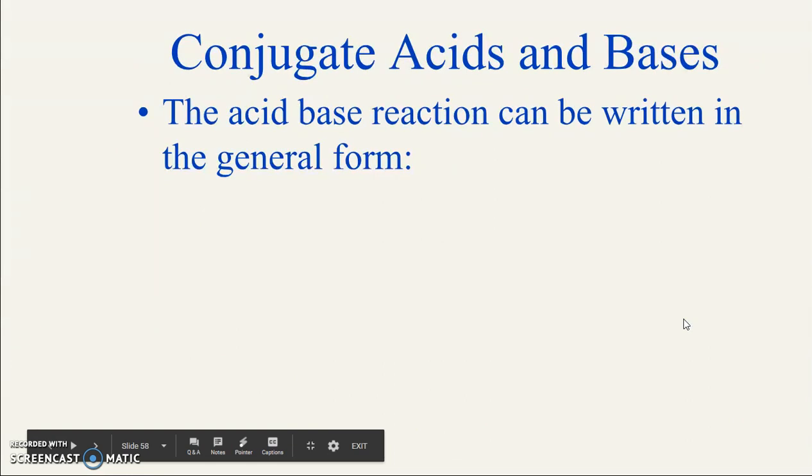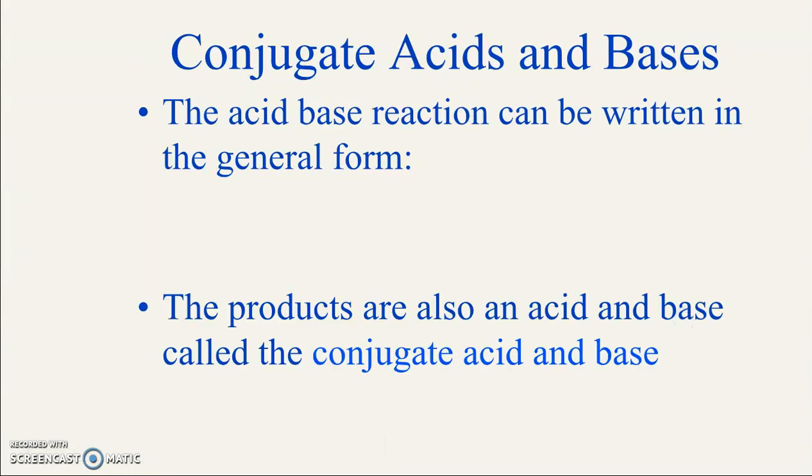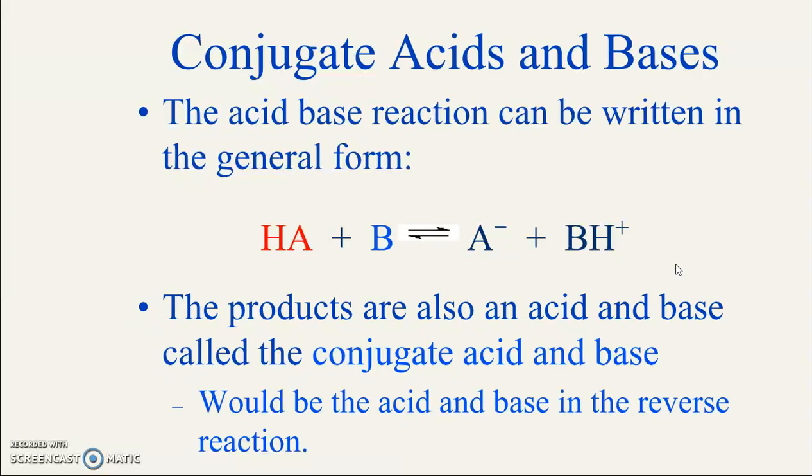So a little bit about what these conjugate acids and conjugate bases are. The acid-base reaction can be written in the general form, in which the acid is going to have hydrogen bonded to it. What makes it an acid is it loses that hydrogen, and what makes the other one the base is it gains it. So the acid is going to lose the hydrogen and the base is going to gain it. Because most reactions are reversible, remember, if something is an acid and a base on one side, then it's going to be an acid and a base on the other side. So you have to figure out what the acid and the base is on the other side.